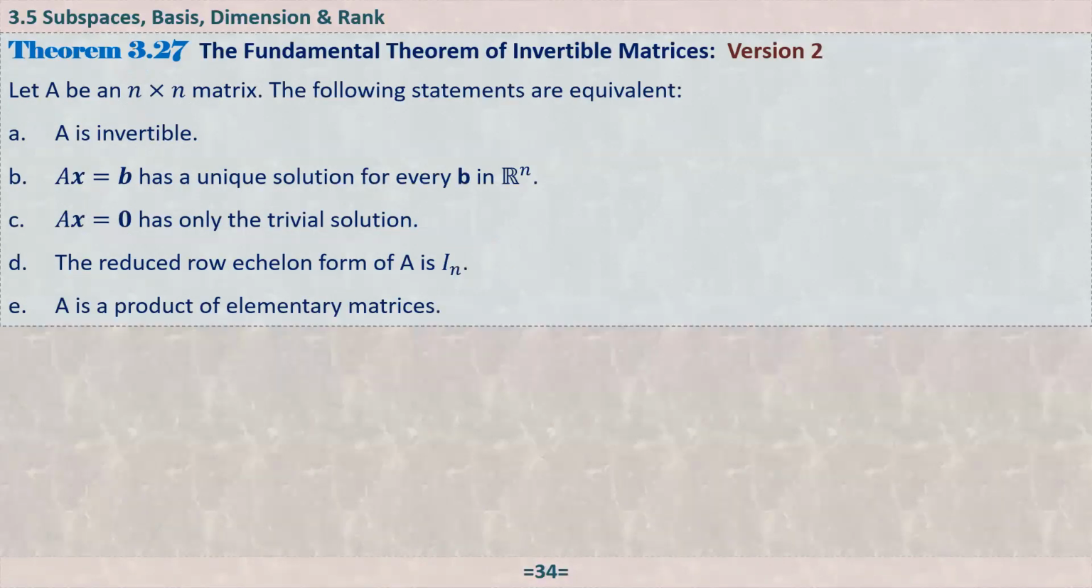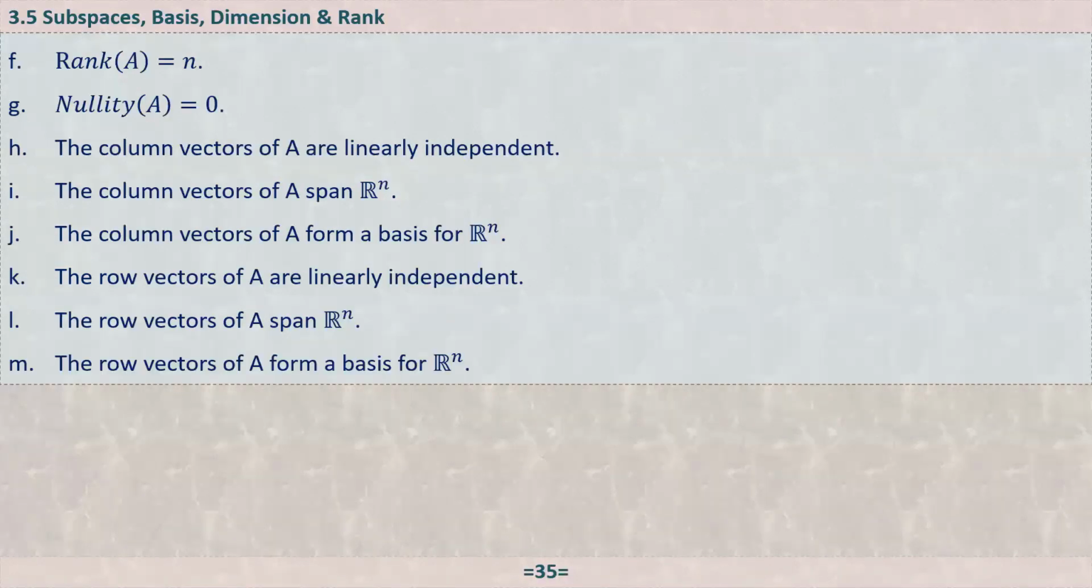So what are these? Number one, if rank of A is equal to n, then A is invertible, and AX equals B has a unique solution for every B in Rn, and AX equals 0 has only the trivial solution. The reduced row echelon form of A is In, A is a product of elementary row matrices, nullity of A is equal to 0, and so on. If you just know one of these facts, we can immediately take all of these facts as granted because they are all true.